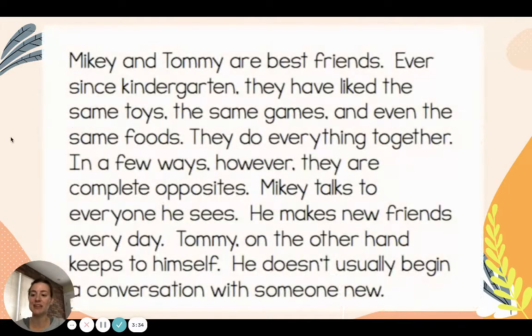Let's do an example together with this short text here. Mikey and Tommy are best friends ever since kindergarten. They have liked the same toys, the same games, and even the same foods. They do everything together. In a few ways, however, they are complete opposites. Mikey talks to everyone he sees. He makes new friends every day. Tommy, on the other hand, keeps to himself. He doesn't usually begin a conversation with someone new.